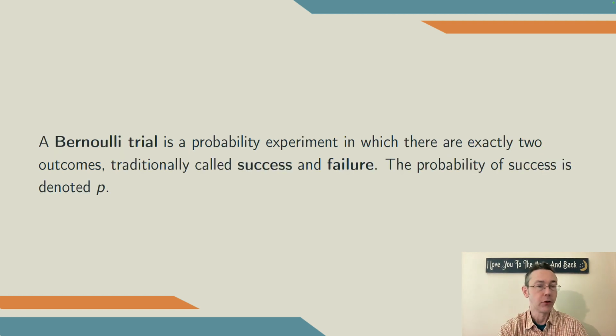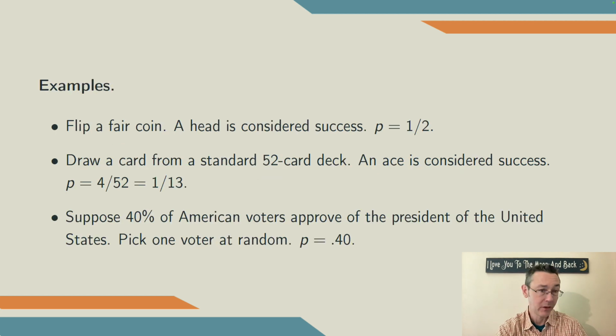We call this a Bernoulli trial, a probability experiment where there are exactly two possible outcomes, and traditionally we call those success and failure, and we denote the probability of success with the letter P. A few examples. Flip a fair coin and consider a head to be a success. The probability of success is 1 in 2. Notice, by the way, that we could equally have considered a tail to be a success, so there's nothing logically necessary about a success, in air quotes, being a good thing and a failure being a bad thing. Those aren't mathematical words here.